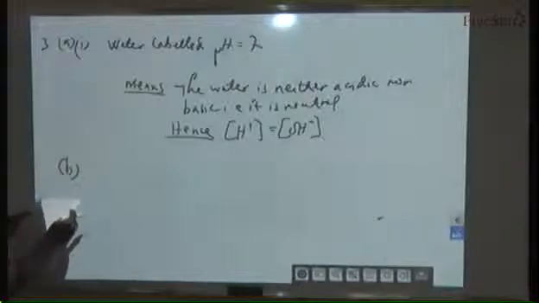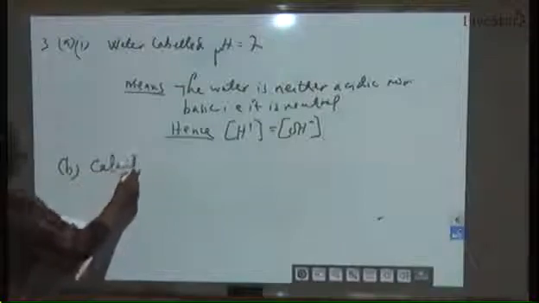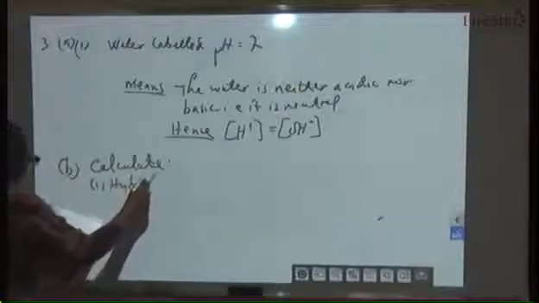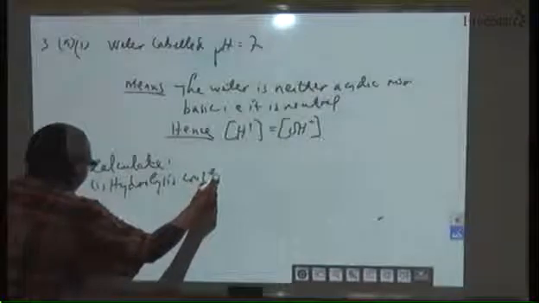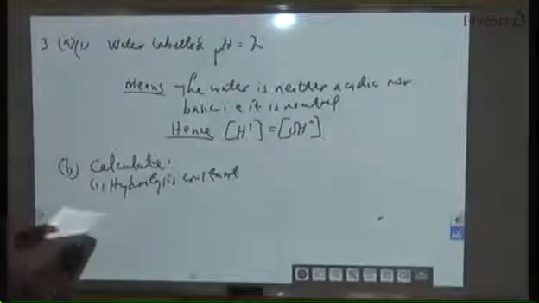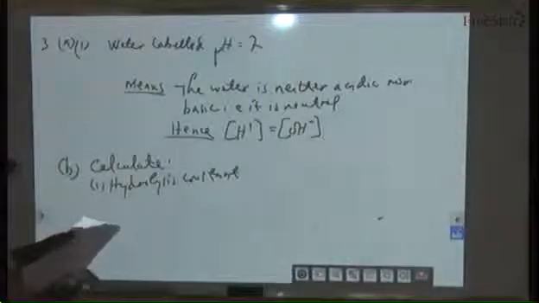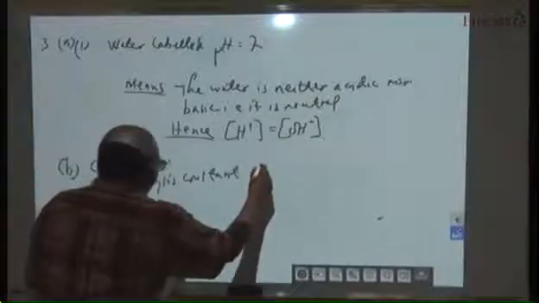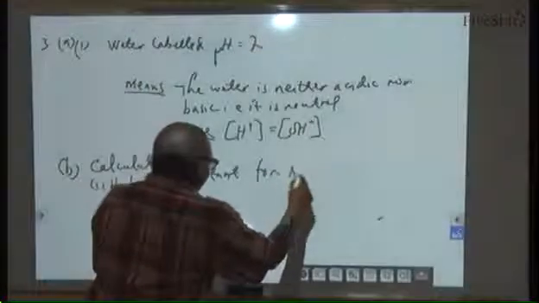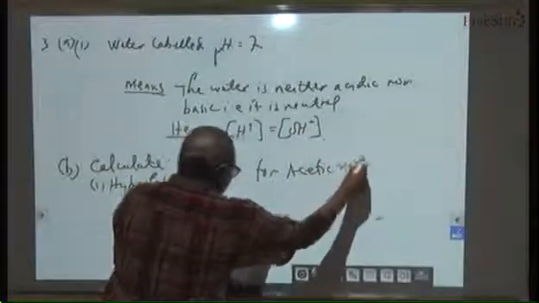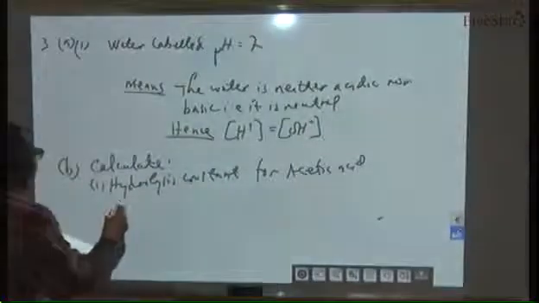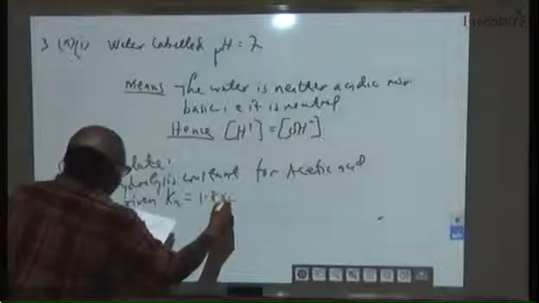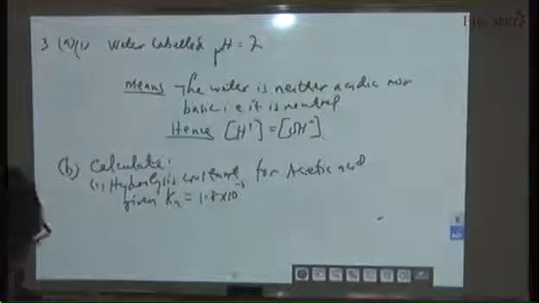B. Calculate the hydrolysis constant for acetic acid, given the Ka value is 1.8 times 10 to the power minus 5.